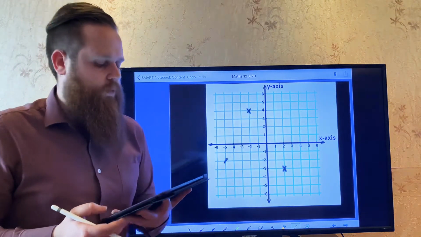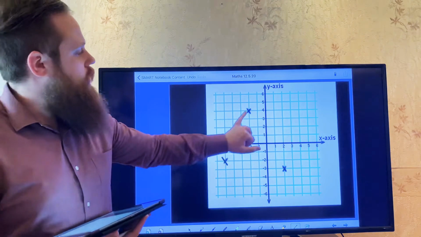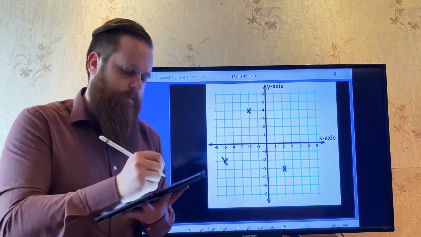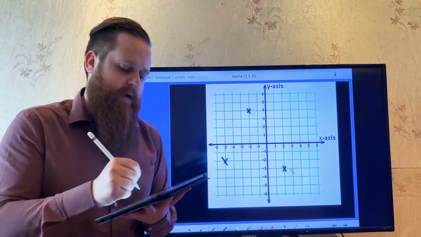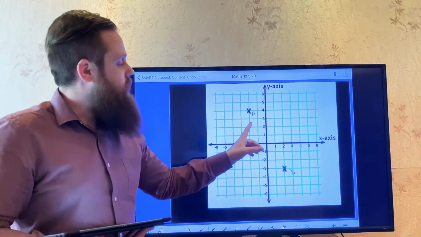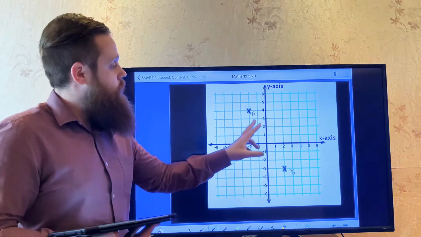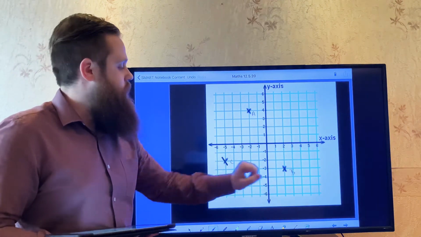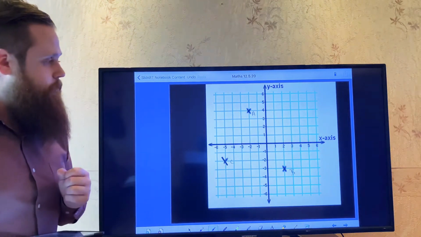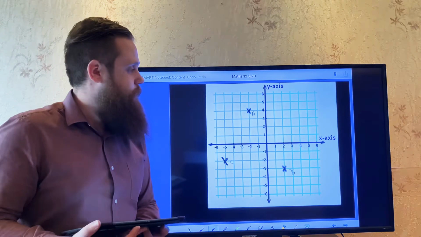Let's have a look now, okay, at labelling these points here. So I've got points, let's call this point A, B, and C. Pause the video and go and have a go. Can you label each one of these points with the correct coordinates? So what are the coordinates for A, for B, and for C? When you're finished, press play and we'll go through the answers together.